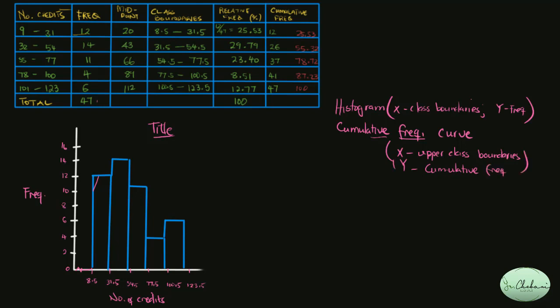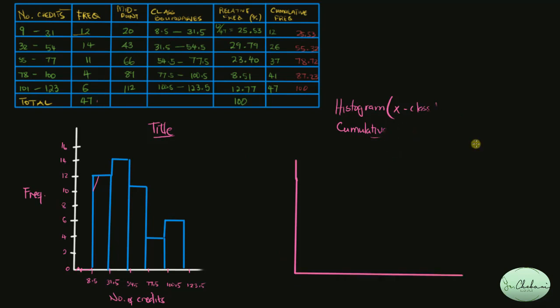First, we'll draw our axes. So here is our y-axis, and then our x-axis. On the y-axis we'll start at 0. And then remember that our frequency is cumulative, so it goes all the way to a total of 47. Let's see how we can break this up. We can start at 5, 10, 15, 20, 25, 30, 35, 40, 45. So we'll need to extend our axis here.